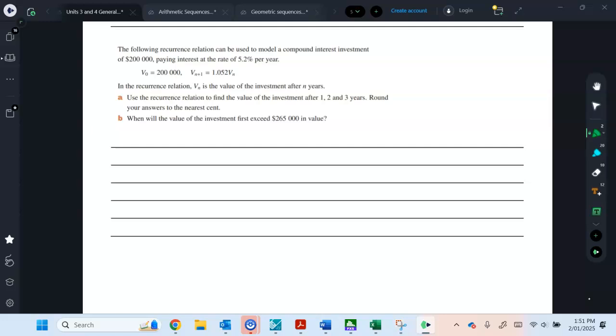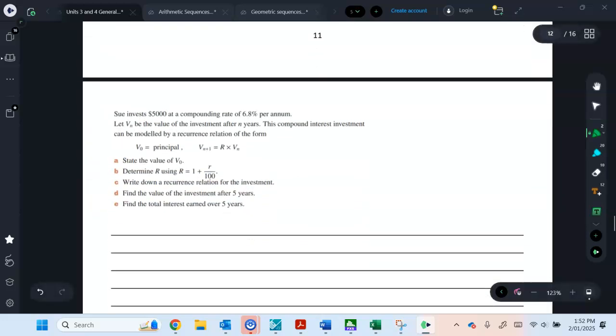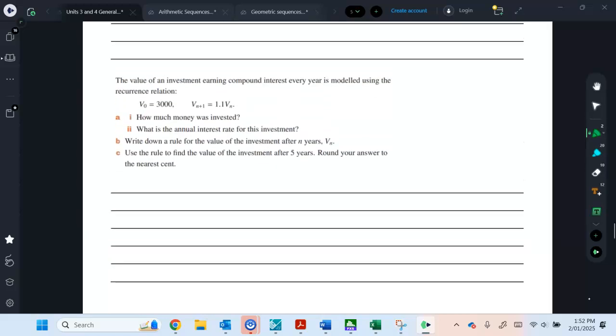Putting it into the sequence, I would do it for both A and B, because you're finding the value for 1, 2, and 3, and then looking at when it exceeds 265,000. Putting your recurrence relation into the sequence function on your calculator will easily answer A and B for you. All right, I just want to do a harder question. Let's have a look at this one.